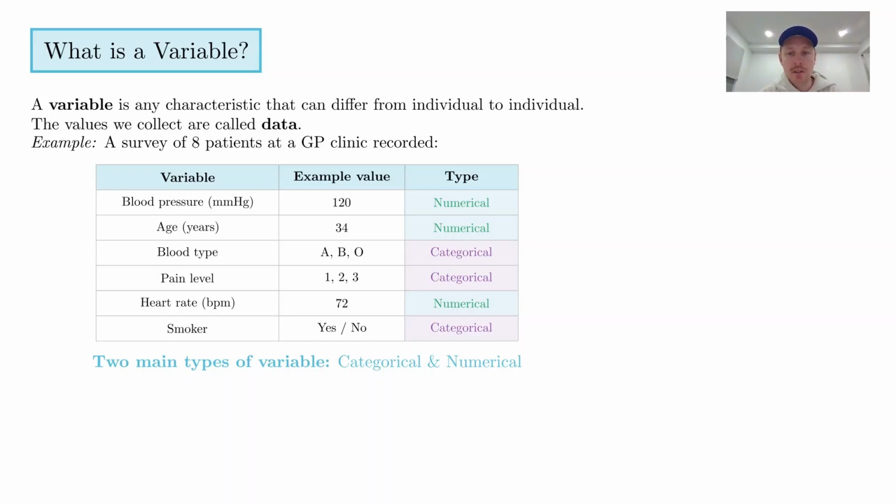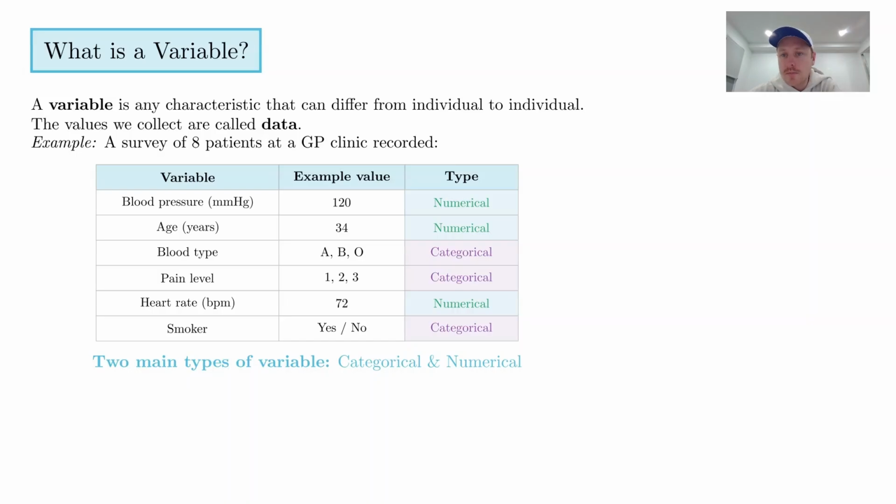They might ask you a bunch of different questions and they collect some data. They might ask about blood pressure, age, blood type, pain level, heart rate, and whether you smoke or not. And basically this data can fit into 2 categories. So these are our 2 big categories. We've got what's called categorical data and numerical data.